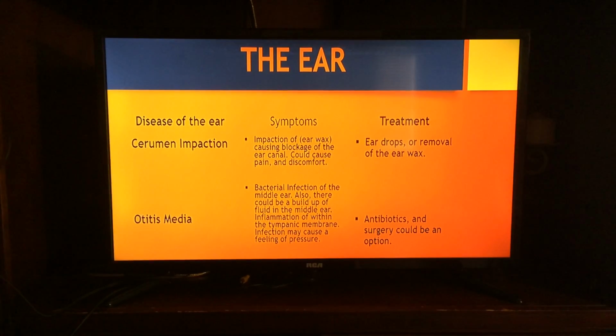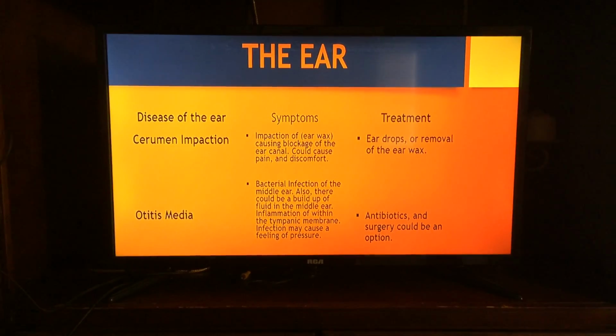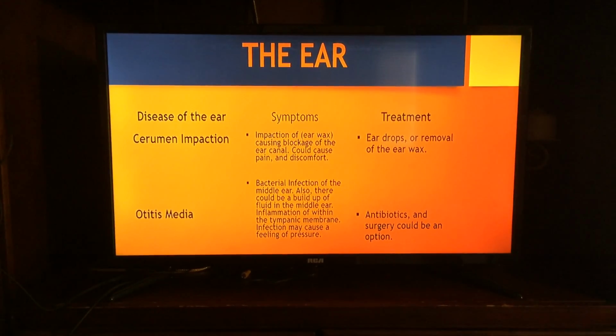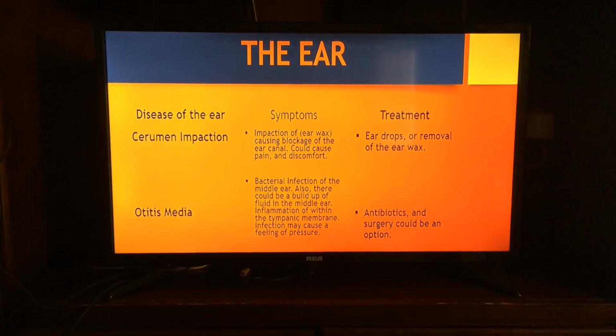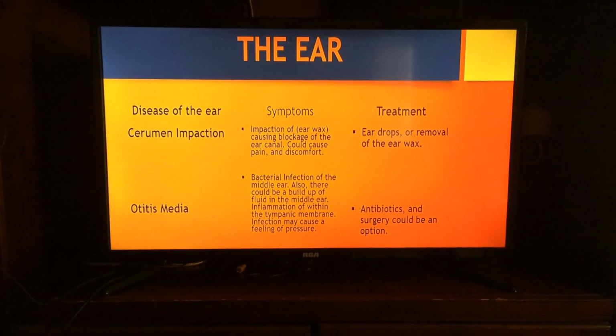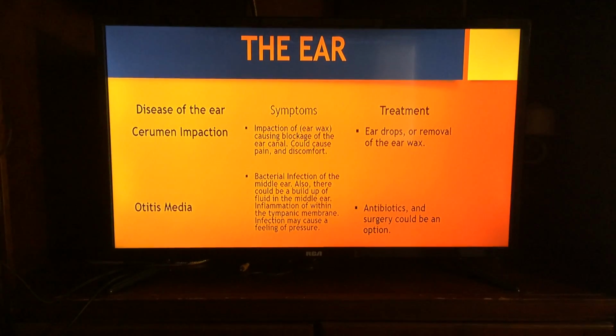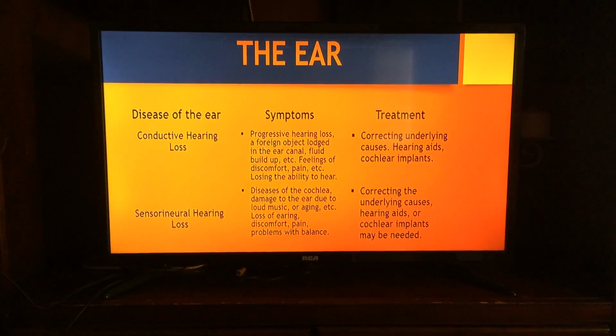Otitis media is a bacterial infection of the middle ear. Also, there could be a buildup of fluid in the middle ear. Inflammation within the tympanic membrane, infection may cause a feeling of pressure. Antibiotics and surgery could be an option.